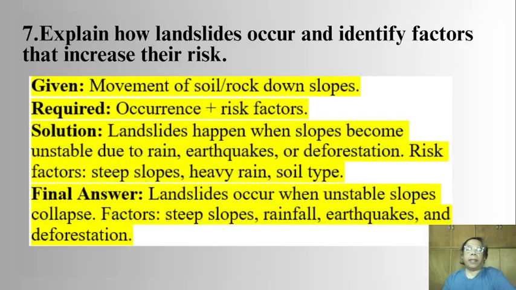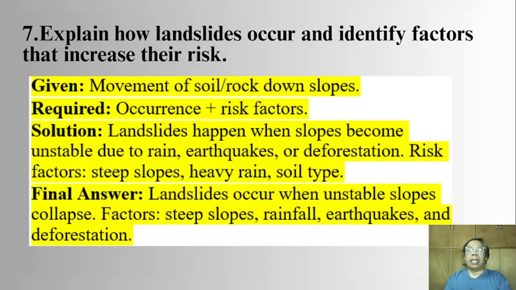Number 7. Explain how landslides occur and identify factors that increase their risk. Given: movement of soil or rock down slopes. Required: occurrence plus risk factors.